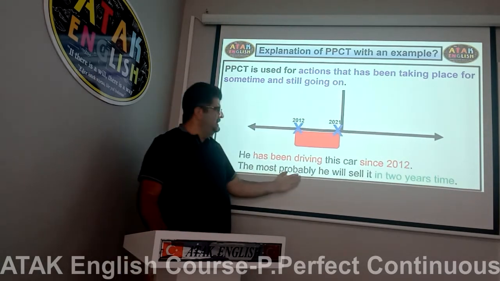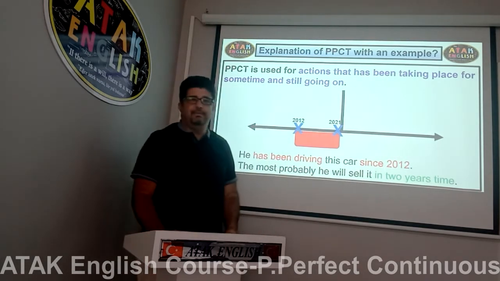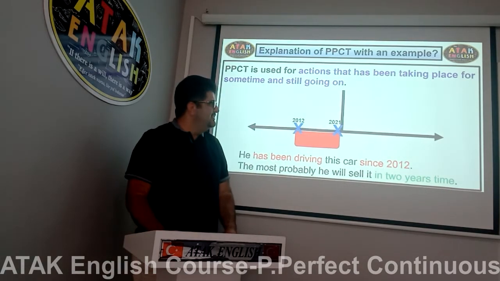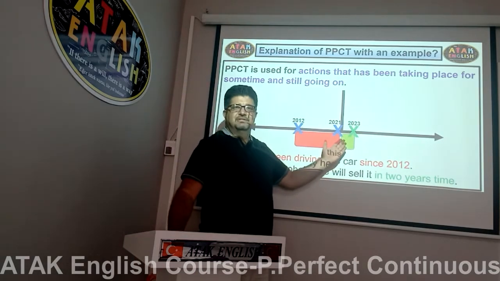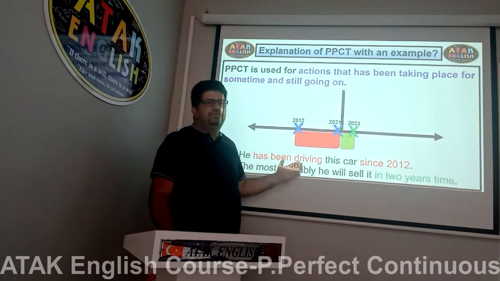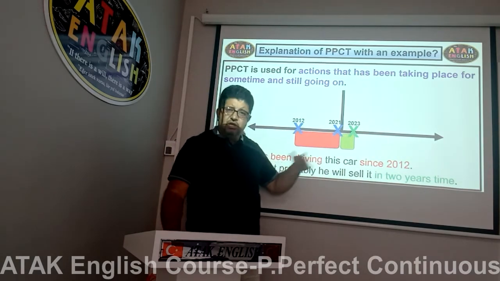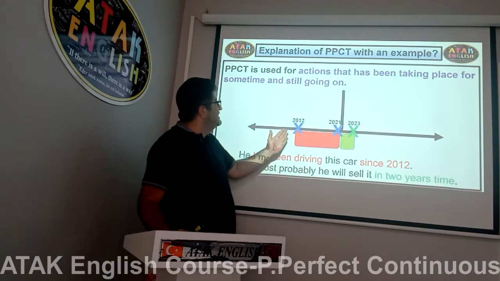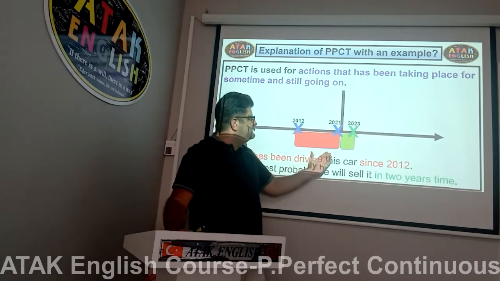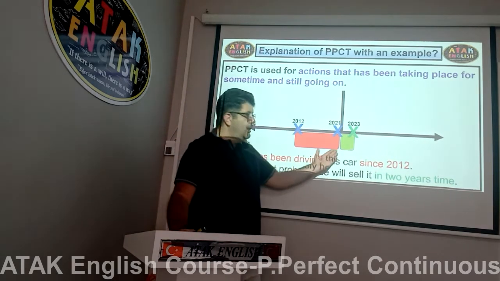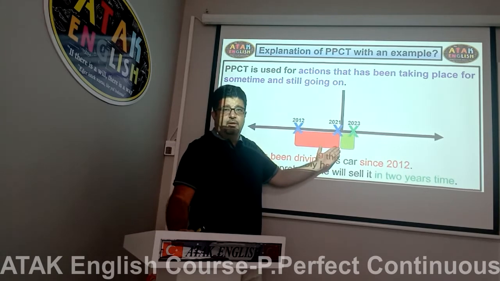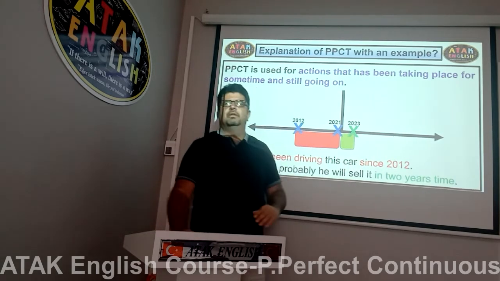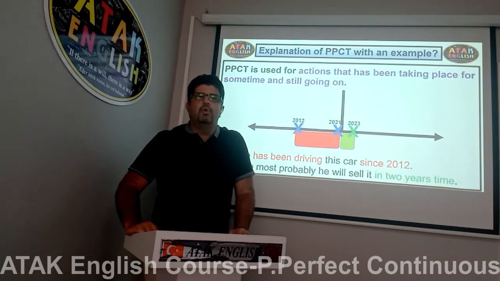Most probably he will sell it in 2 years' time. This also shows that the action is still going on. What is the action? Owning the car, or driving the car, is still going on. So basically, present perfect continuous tense is used for actions that have been taking place for some time up until now, and it's still an ongoing action.